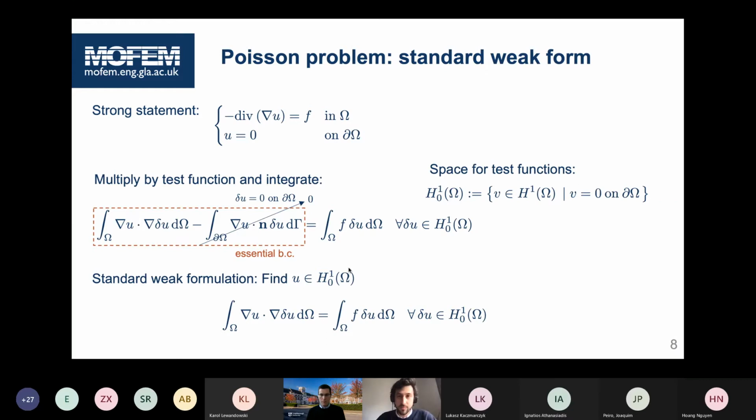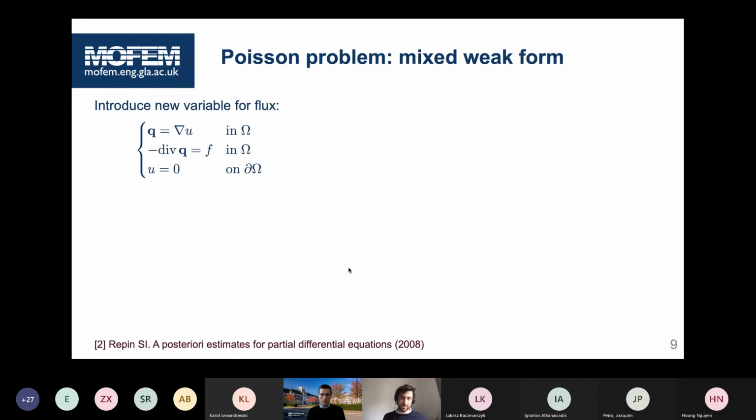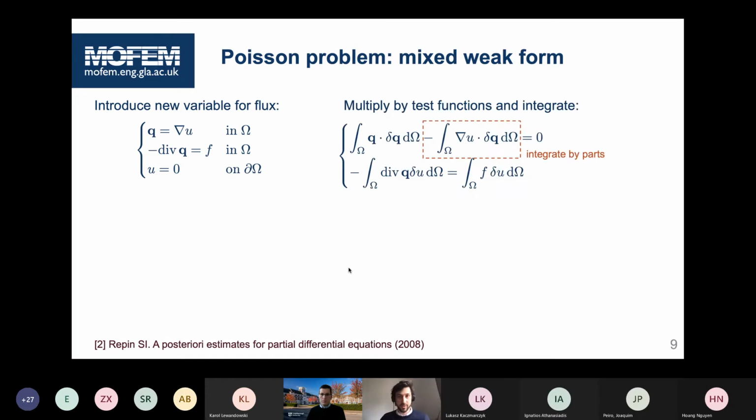So if we want to look into the mixed formulation, we would do what I was saying in the beginning. We would introduce a new variable for flux. So working with mixed forms, we always start with introducing new variables. So here flux Q is the gradient of U, and then the conservation law is now formulated for Q. Now, to make it weaker, we will integrate the first two equations by the test functions, and we notice that this second term over here can be integrated by parts.